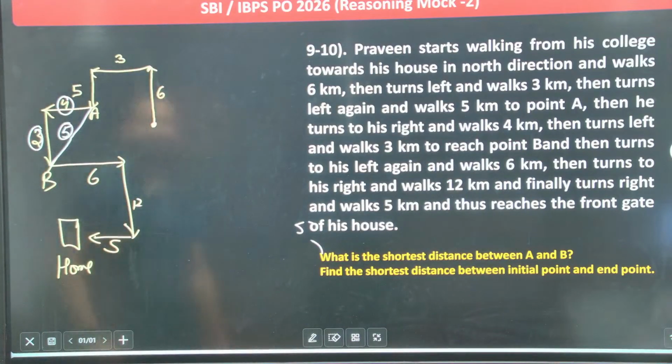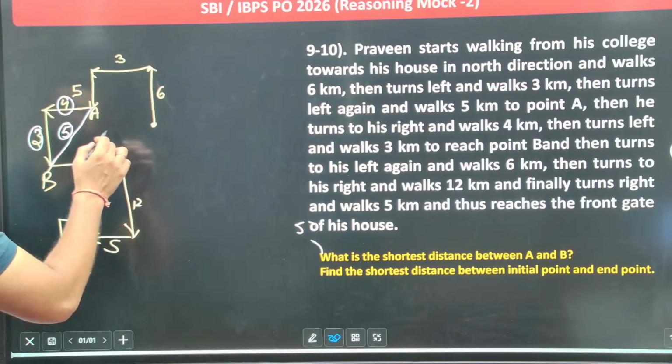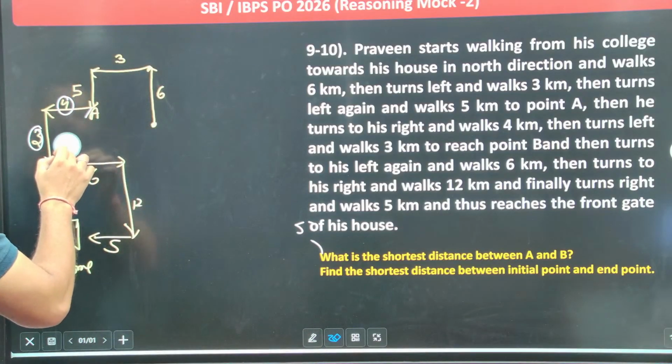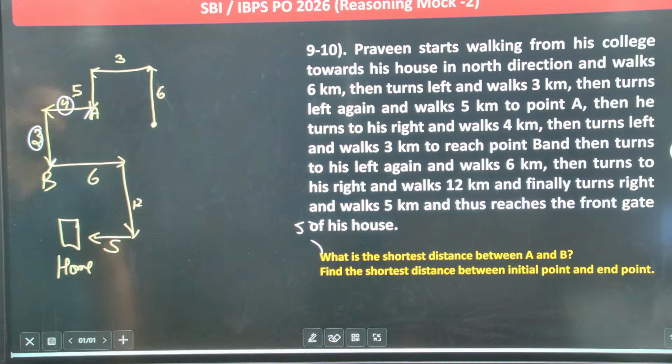Shortest distance between the initial and end point. Yes, this is an important one. Shortest distance between the initial and first point. Let's see this. Let us check this out. Let us calculate the distances properly.